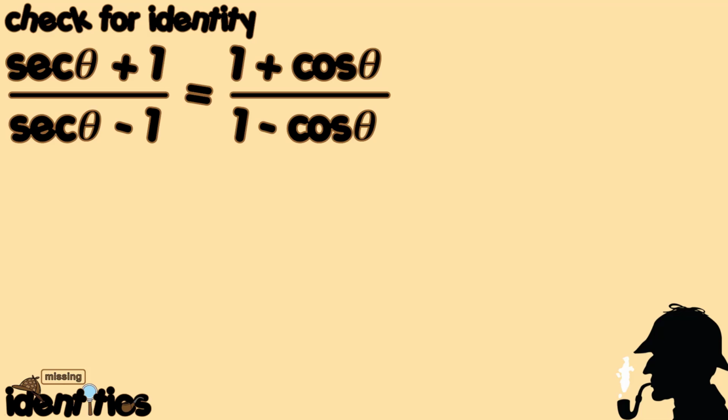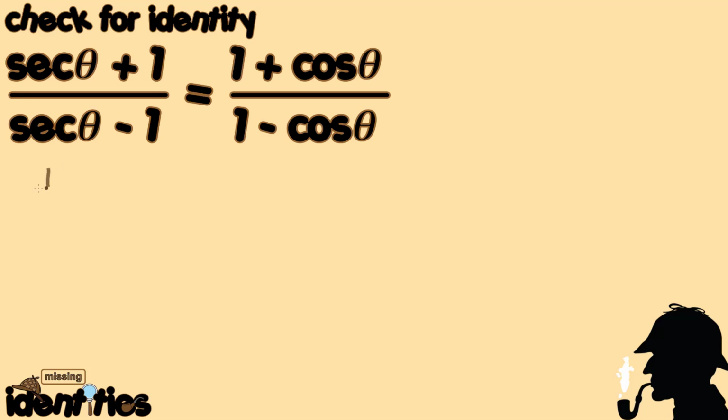At this time, it seems like both sides are complicated enough, but we are going to manipulate only the left-hand side, since we know that secant theta, for both the numerator and denominator of the left-hand side, can be expressed in terms of cosine theta, which is similar to our target, the right-hand side. To do this, let's express secant theta, in both the numerator and denominator, as the reciprocal of cosine.